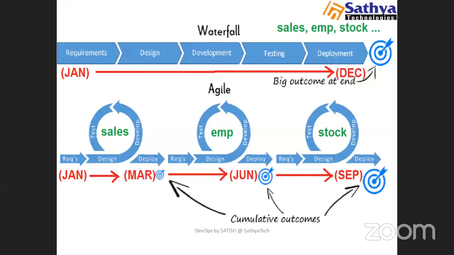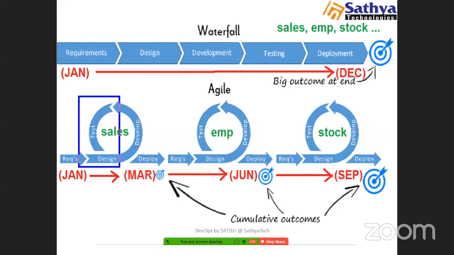You can see this picture here. In waterfall, you'll get multiple cycles. Just see this cycle here. You can focus on the initial module like sales: do requirement gathering, design, develop, testing, and deployment. How do we call this cycle? Any idea how to call these agile cycles?